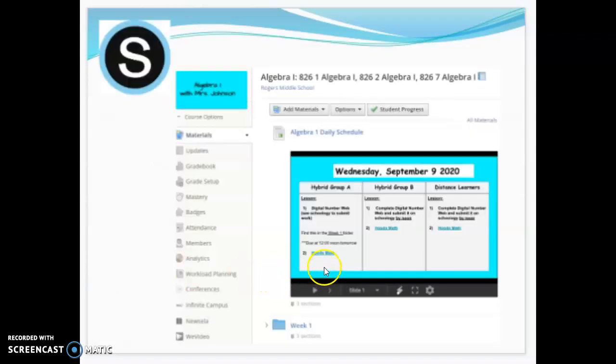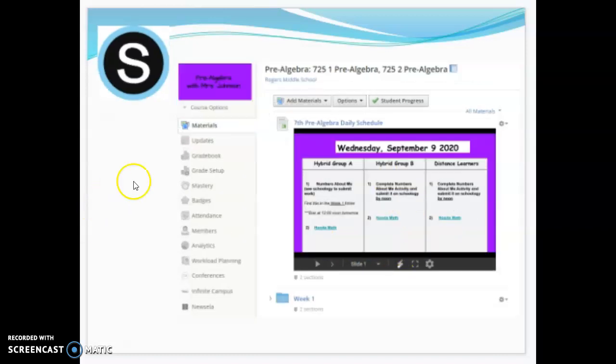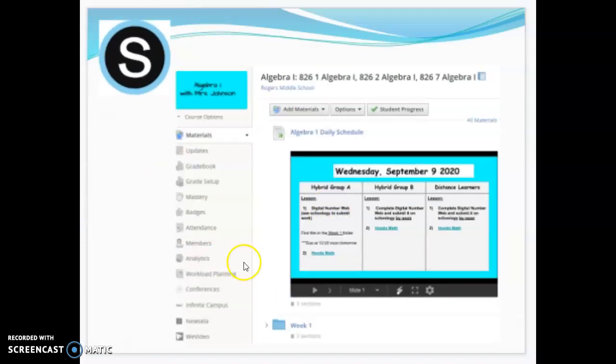So this is what the Algebra 1 8th grade Schoology agenda will look like when you log on, and here's what the pre-algebra 7th grade agenda will look like. Notice on both of them the agenda is broken up into hybrid group A, hybrid group B, and distance learners. Depending on what you are, you're only going to follow the directions that are in that section. So if I'm a hybrid group A, I will only do what's in the hybrid group A section that's being assigned on that day. Okay?